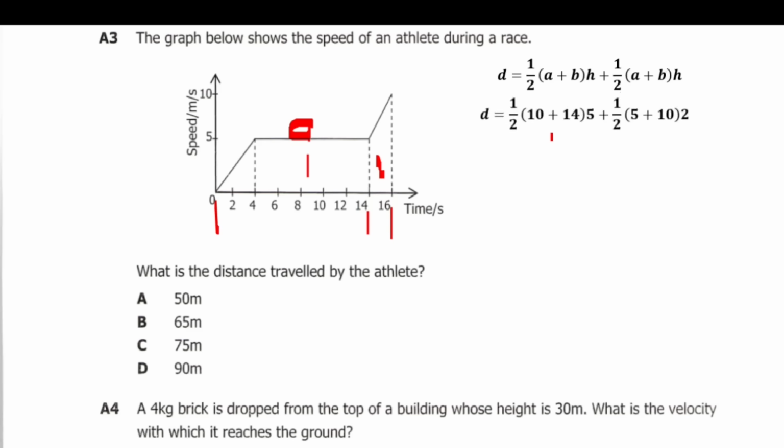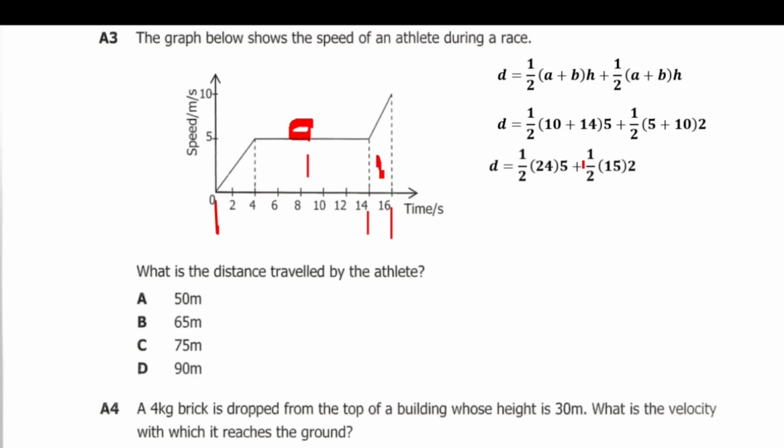So substituting, we'll have distance is equal to half, open bracket, 10 plus 14, close bracket, 5, plus half, open bracket, 5 plus 10, close bracket, 2. So when we add 10 plus 14, we'll get 24, then 5 plus 10 will get 15. Then we are going to multiply 24 times 5, we'll get 120, then 15 times 2 will get 30.